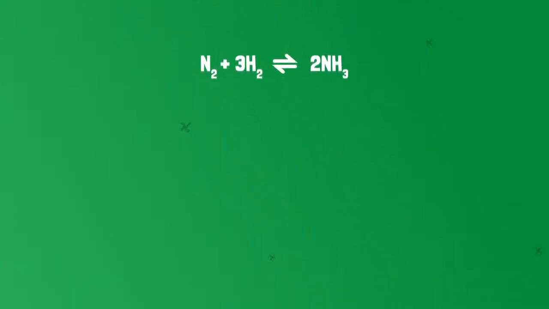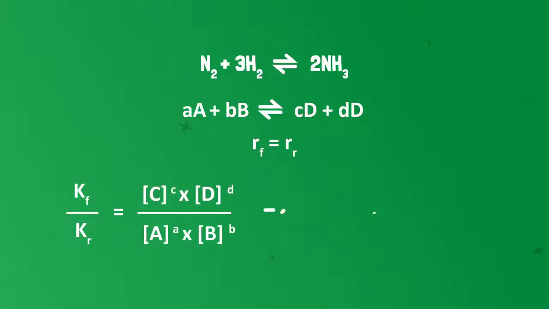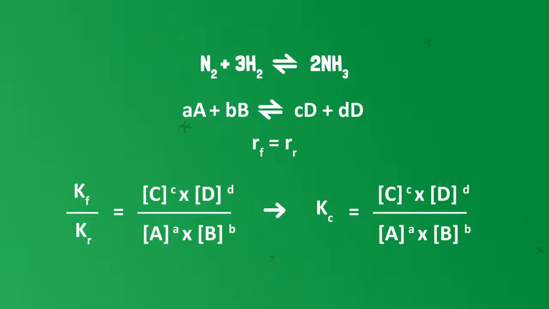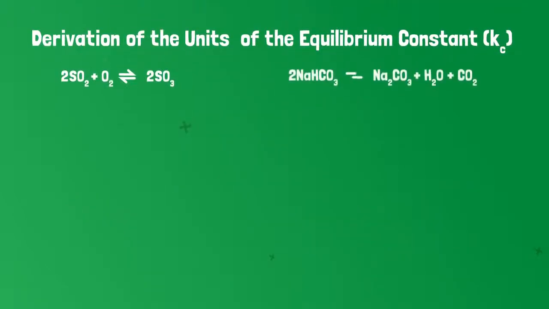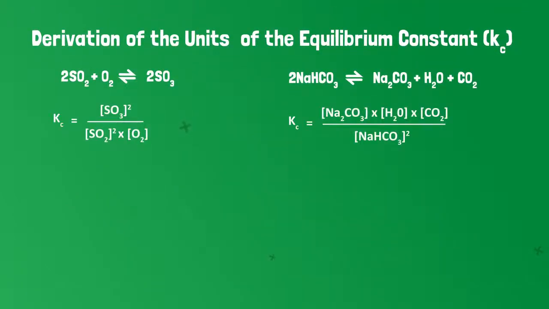So far, we have only looked at the reaction of ammonia production. For any reaction, the equilibrium constant can be calculated using the general formula shown here. The units of equilibrium constant depend on the reaction. For example, let's look at these two reactions. Since mole per decimeter cube is the unit for concentration, we will substitute it in the formula.